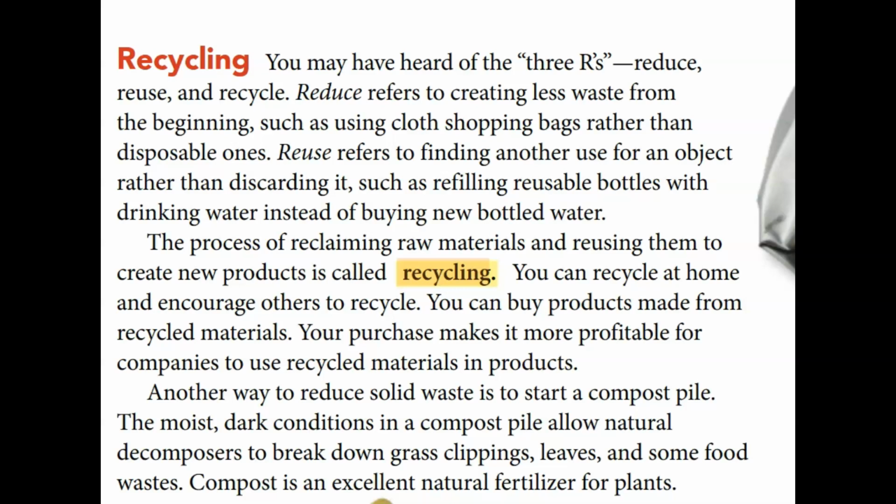The process of reclaiming raw materials and reusing them to create new products is called recycling. You can recycle at home and encourage others to recycle. You can buy products made from recycled materials. Your purchase makes it more profitable for companies to use recycled materials in products. Another way to reduce solid waste is to start a compost pile. The moist, dark conditions in a compost pile allow natural decomposers to break down grass clippings, leaves, and some food wastes. Compost is an excellent natural fertilizer for plants. Those are our 3 types.